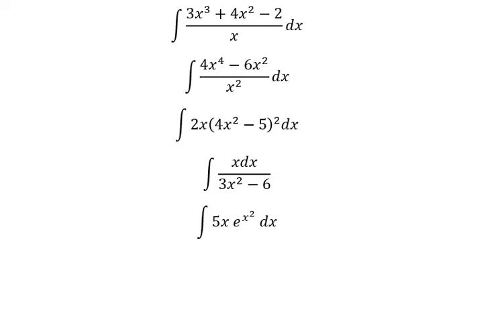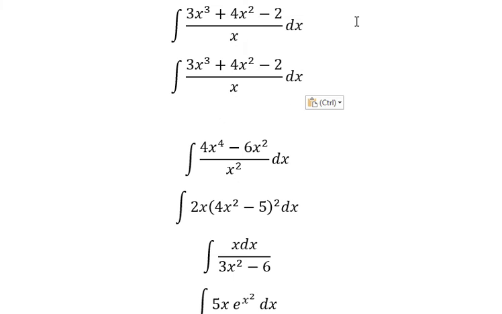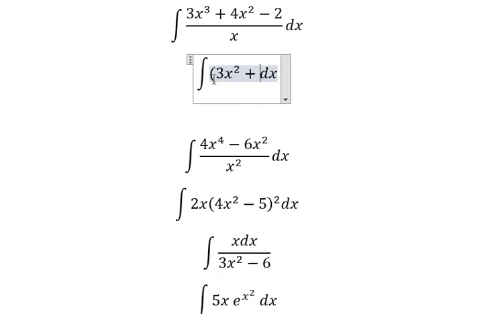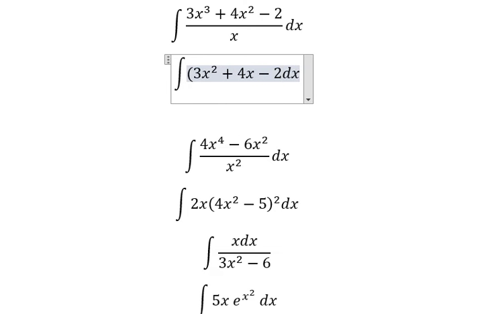The topic today is about integration. So now I will show you how to answer. This one divided by x, this one divided by x, and this one divided by x. So you will get 3x squared plus 4x minus 2 over x.